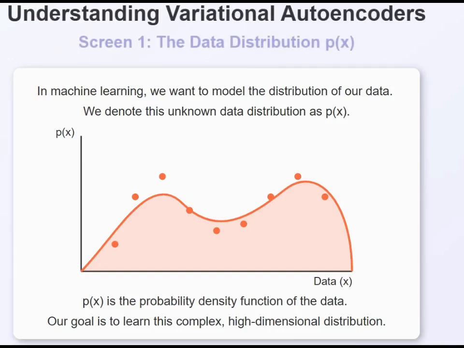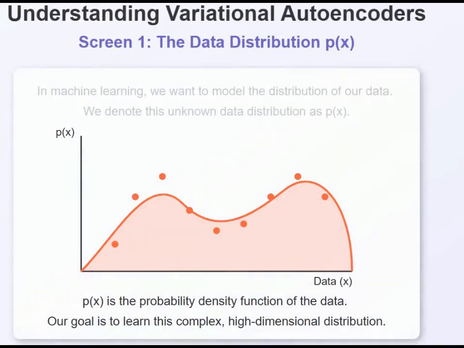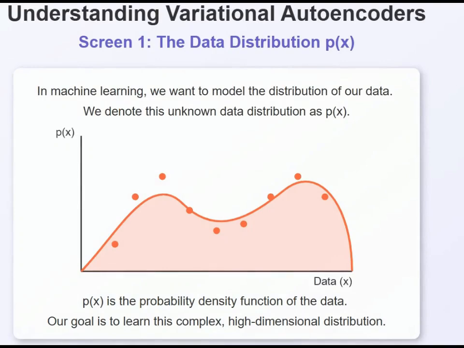Welcome to our exploration of variational autoencoders, or VAEs. Before diving into the complex architecture, we need to understand the fundamental concept that VAEs address: modeling probability distributions. Let's start with the data distribution, represented mathematically as P(x).